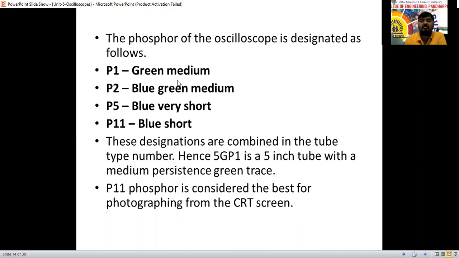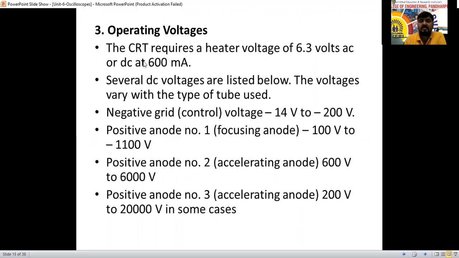P1 is green, medium. P2 is blue-green mix, which we use for medium persistence. For short persistence, we use P5, that is blue, very short. And for only short, that is PL1, we use only blue. So that is color and persistence. Next very important thing is operating voltage.